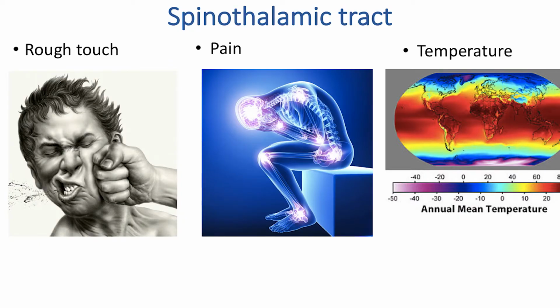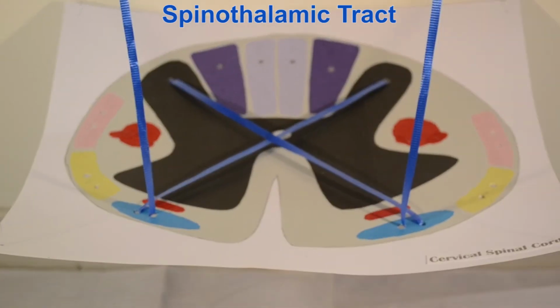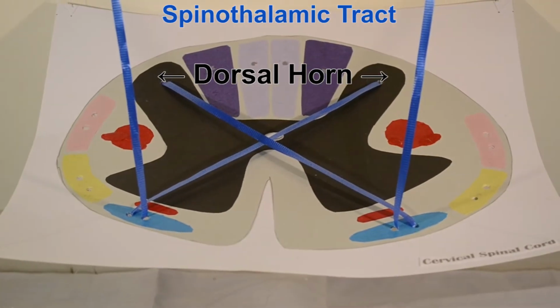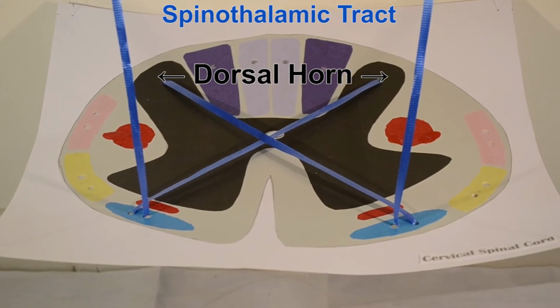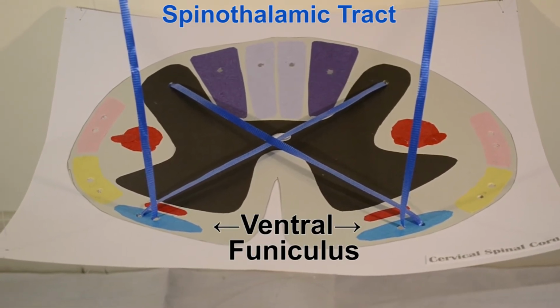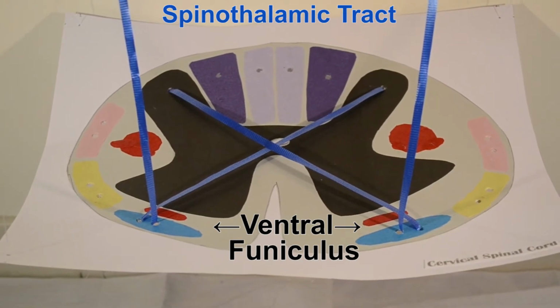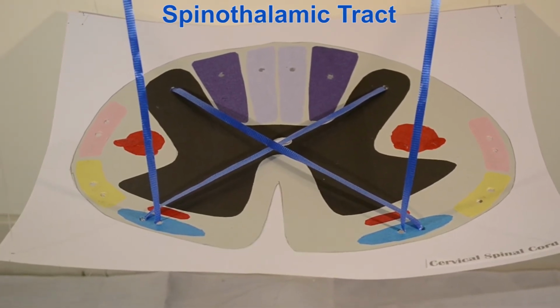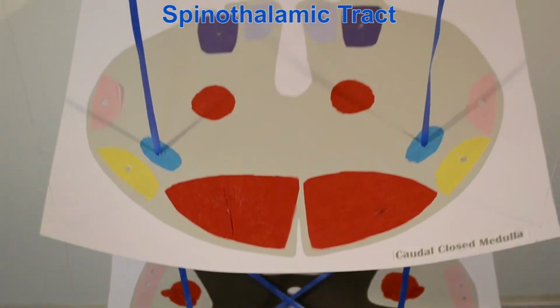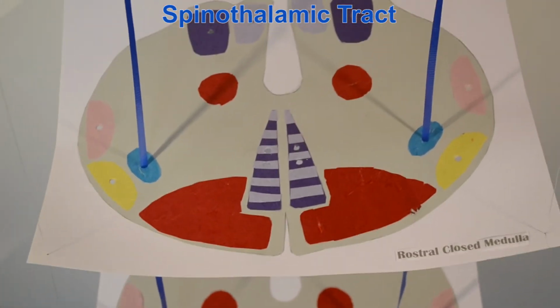The spinothalamic tract relays sensory information of rough touch, pain, and temperature. The primary neuron enters via the dorsal horn. At approximately the same level, secondary neuron synapsing and decussation occurs. In the spinal cord, the tract is positioned in the ventral funiculus, dorsal to the ventral medullary reticular spinal tract.